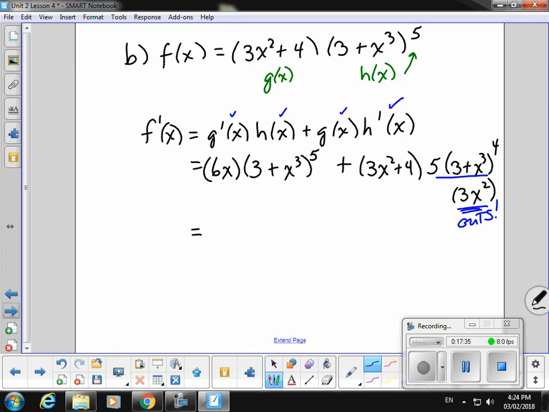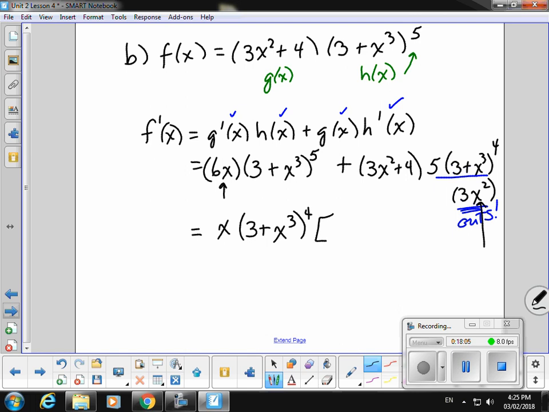I am looking for common factors to just make it neater. I see that I have 6x. I see that I have an x in both piles. I have an x here, and I have an x here, so x is going to be part of my greatest common factor. I have 3 plus x cubed in both piles, and I have to have a greatest common factor of 3 plus x cubed to the 4.